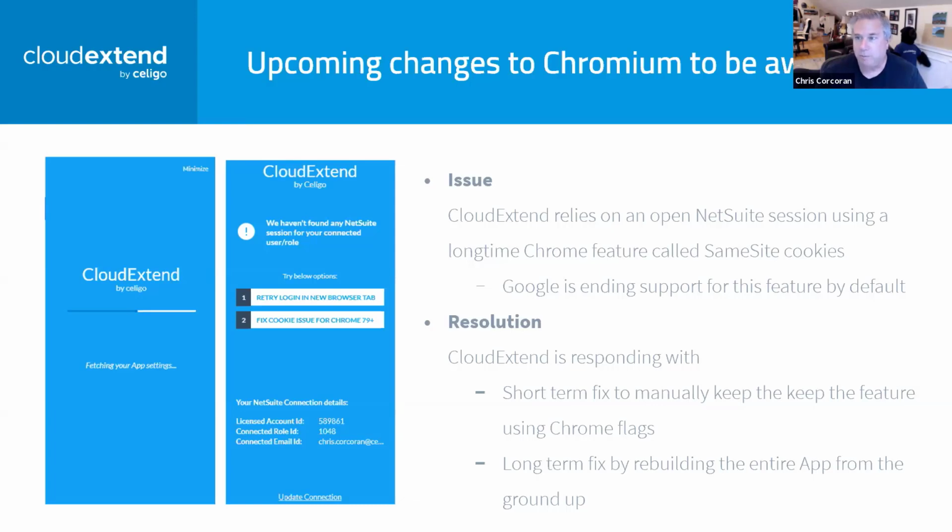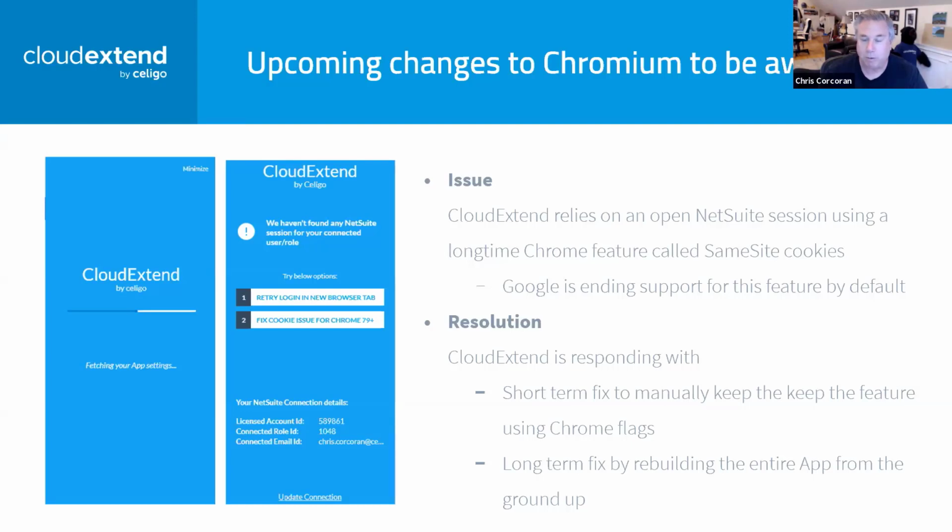Google is enforcing this same-site cookie feature. They're going to make sure that same-site cookies don't work unless you set a flag inside of Chrome. So our short-term solution, and I'm going to show you how to do that in just a second, is to make sure that you go into Chrome and set these three same-site cookie flags.